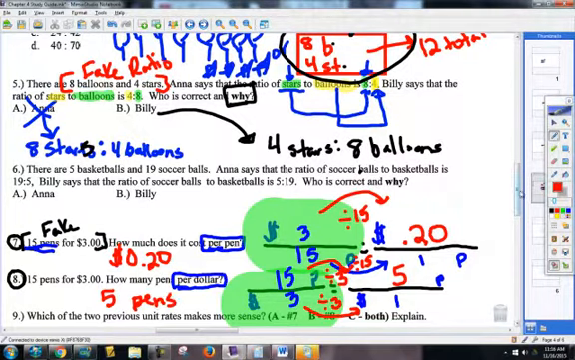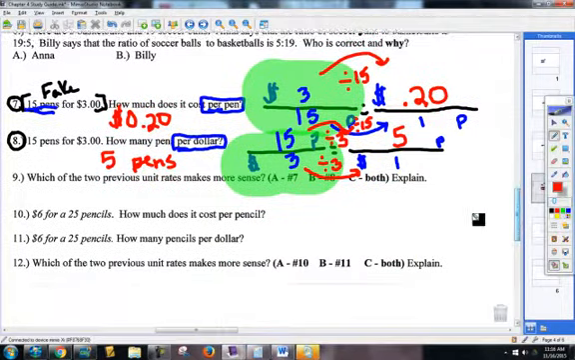Right? Everybody see how I did that? Notice I have labels. Obviously you have to show a proportion. All necessary. Okay? Now, which of the two previous unit rates makes more sense? Well, here's my question to all of you. If I walk into the store, can I come up with 20 cents to buy 1 pen?